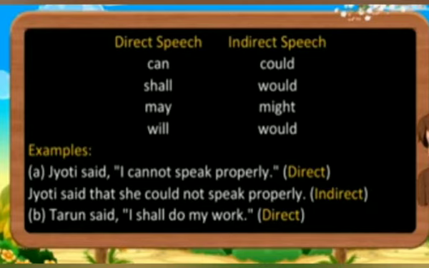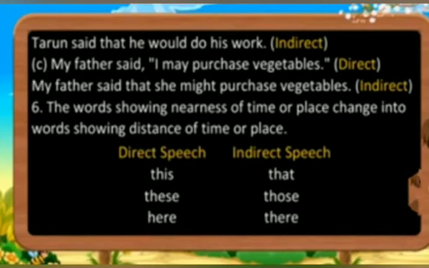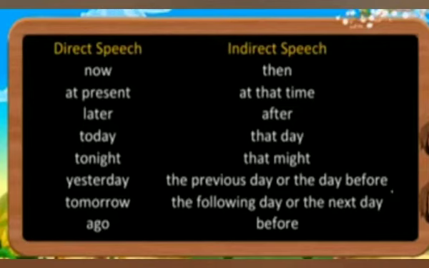For example, Jyoti said, I cannot speak properly. Direct. Jyoti said that she could not speak properly. Indirect. Similarly, this changes into that, these into those, and here changes into there. Now changes into then, at present into at that time.